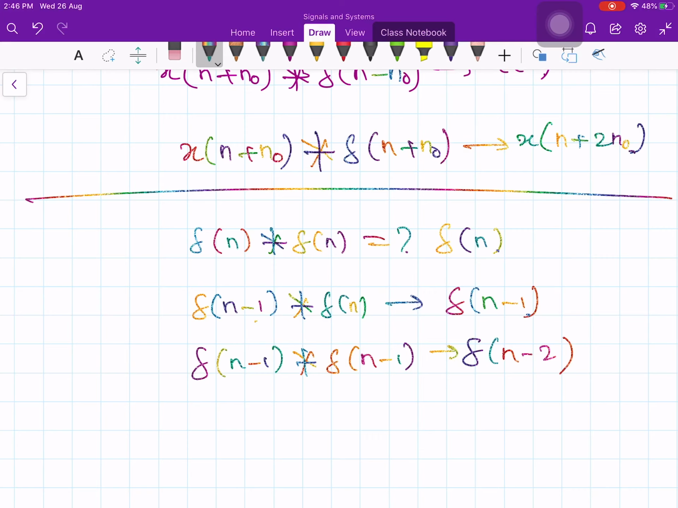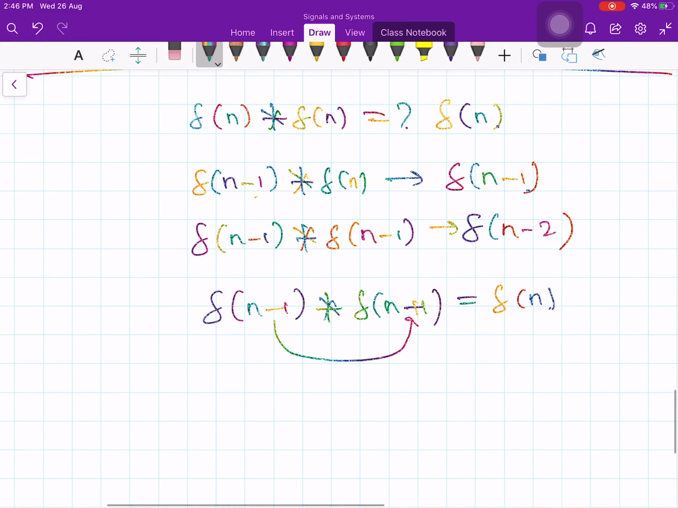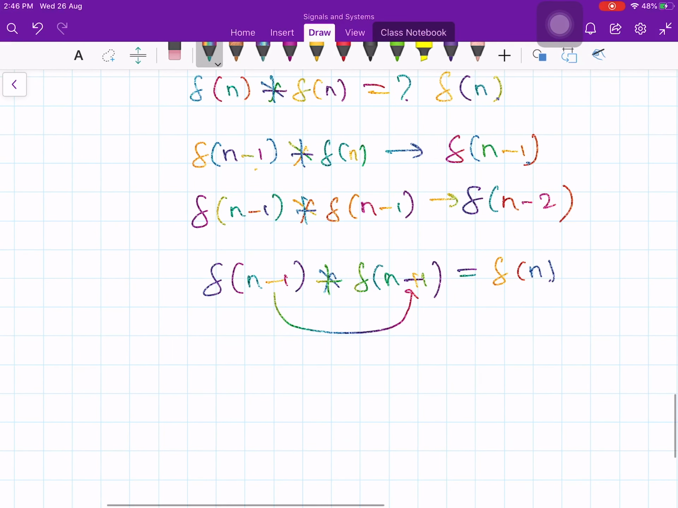Sometimes let us say del of n minus 1 convolved with del of n plus 1. This minus 1 and this plus 1 will get cancelled, you will get del of n. So, only the arguments are added, that is it, not the independent variable, the shift. So, these are some important properties, please note them down. Okay. So, let me stop at this point.